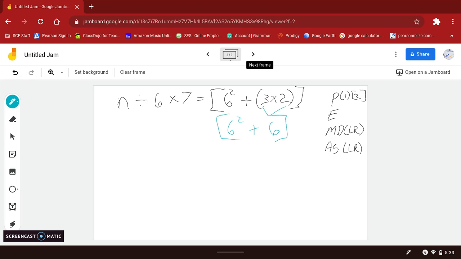Now, at this point in PEMDAS, I have to do my bracket, but inside the bracket, I have my exponent and I have an addition sign. Again, the exponent comes before addition if you look at PEMDAS. So 6 squared is really 6 times 6, which is 36. So I'm going to put my bracket. I'm going to change this to 36 plus 6, bracket. All I have left is my addition. So I'm just going to do 36 plus 6, which is 42. And I'm finished with my right side.